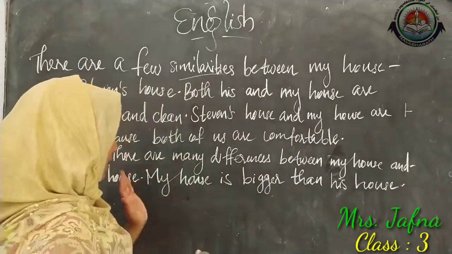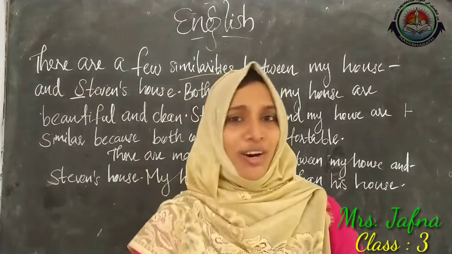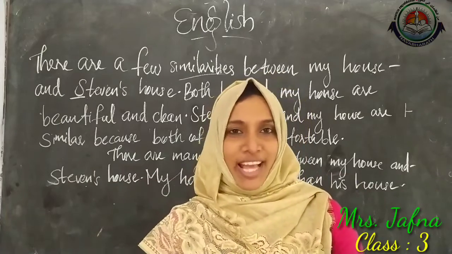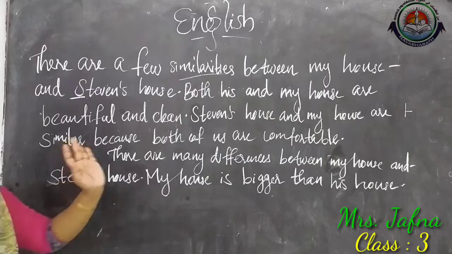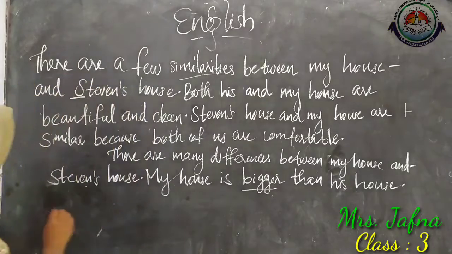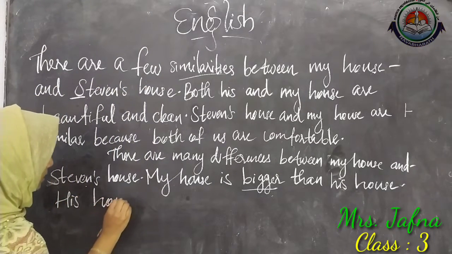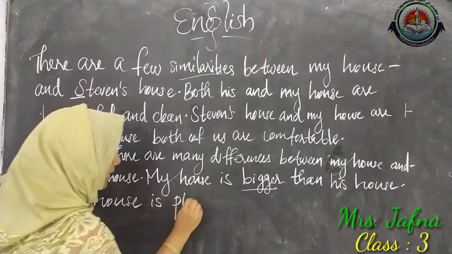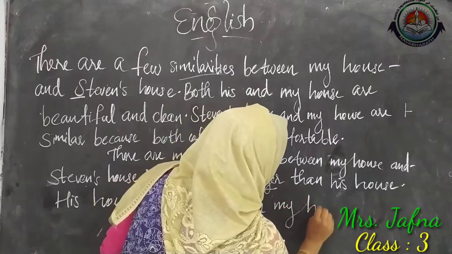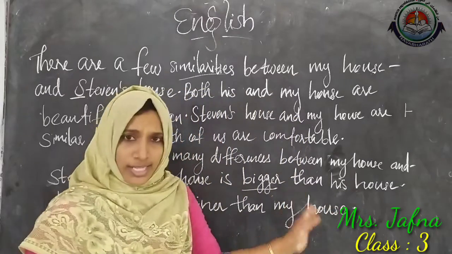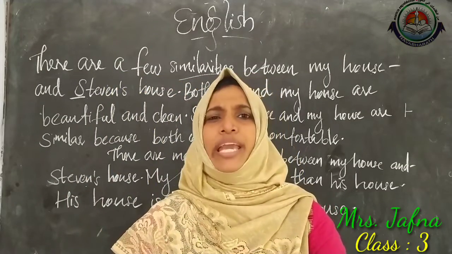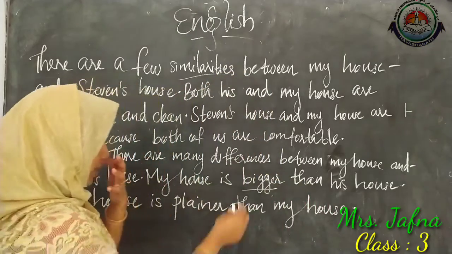Then we can write like, his house is plainer than your house, right? Or else you can write like, my house is more expensive than his house. Okay, this way you can compare by using these type of describing words. So, his house is plainer than my house. Okay children, then we can add some more lines like, I think I am so comfortable in my house. Likewise, you can compare by using these type of describing words.